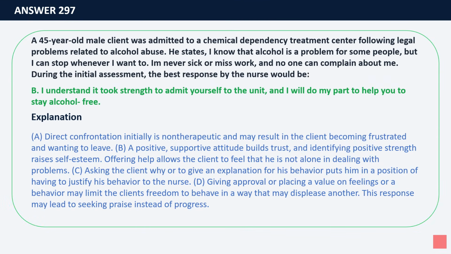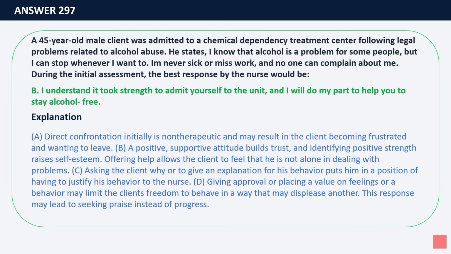Answer: B. I understand it took strength to admit yourself to the unit, and I will do my part to help you to stay alcohol-free. Explanation: A. Direct confrontation initially is non-therapeutic and may result in the client becoming frustrated and wanting to leave. B. A positive, supportive attitude builds trust, and identifying positive strength raises self-esteem. Offering help allows the client to feel that he is not alone in dealing with problems.